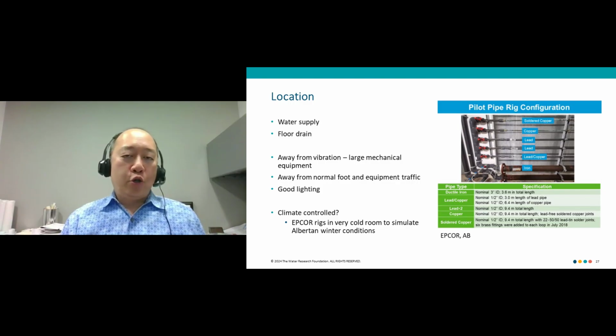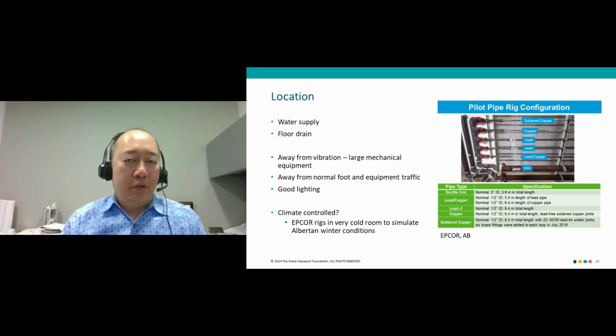Having a rig too close to large equipment can induce vibration through the concrete that comes up into the pipe rig, and therefore produce artificially high particulate lead results. We also want to have these rigs away from normal foot and equipment traffic, as well as with good lighting, because especially for those systems using chemicals, it just provides a better, safer work environment.